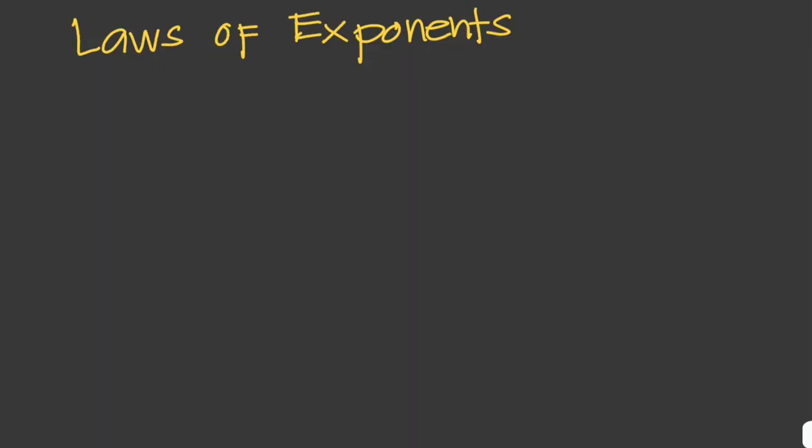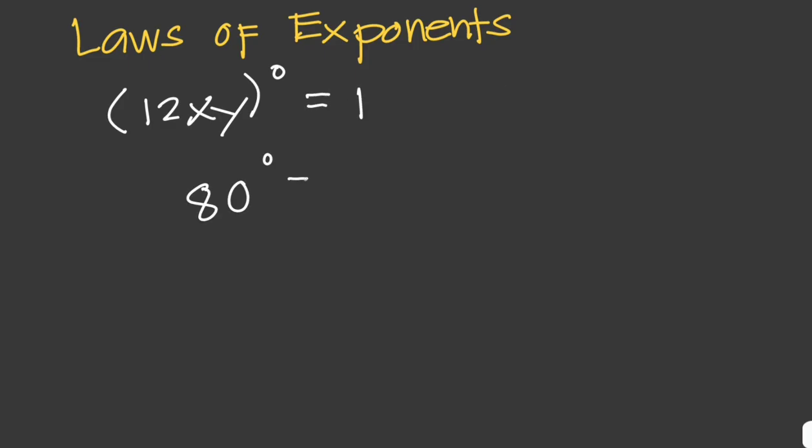And for laws of exponents, any base to the 0 power equals 1. Let's say, for example, we're given 12xy to the power of 0. This is just equal to 1. Also 80 to the 0 is equal to 1. Say 8,425,328 to the power of 0, still equal to 1.